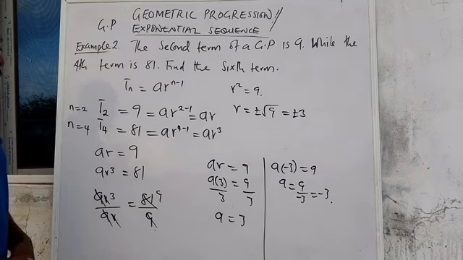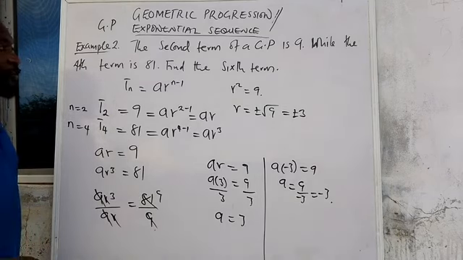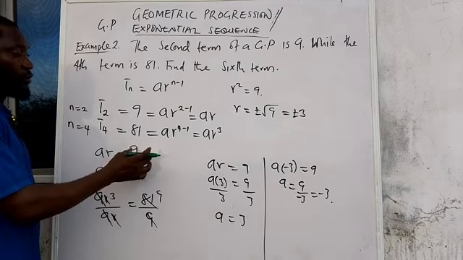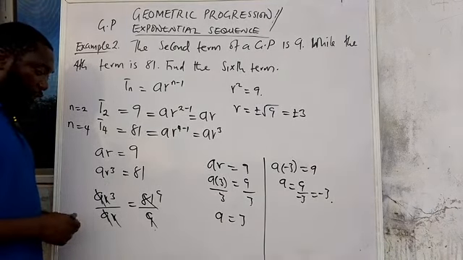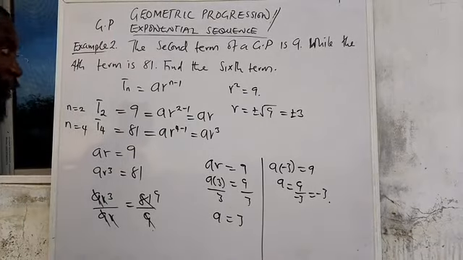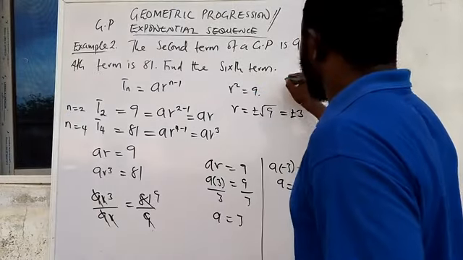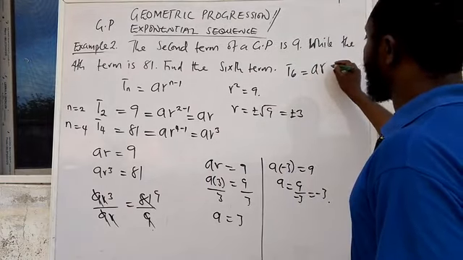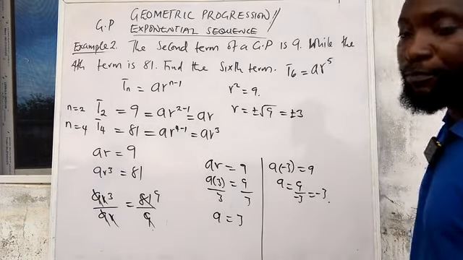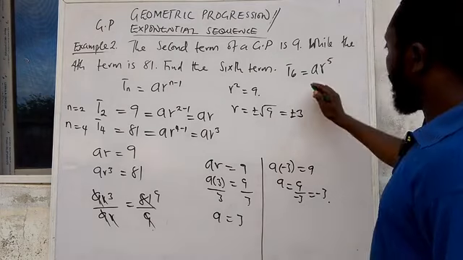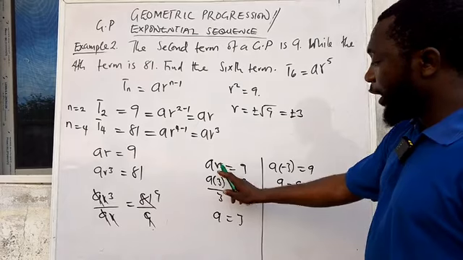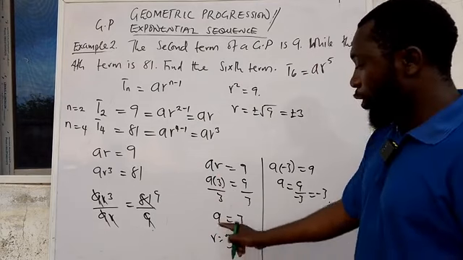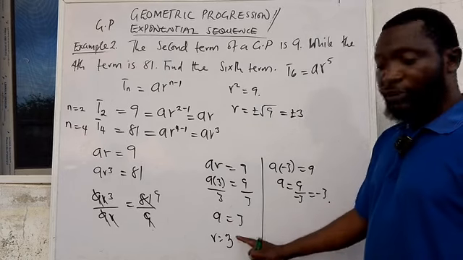Now since the question says find the sixth term, we are just going to use the formula for the sixth term of a GP. The formula will be T6 equals, when n equals 6, ar^(6-1), that is ar^5. So now, when a equals 3, your r is also positive.